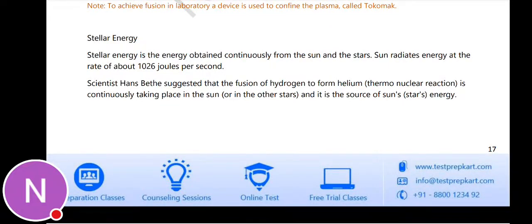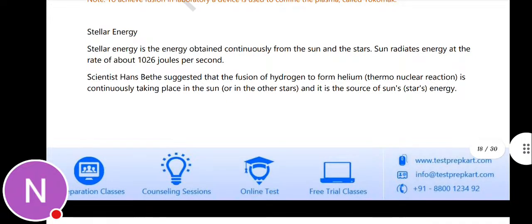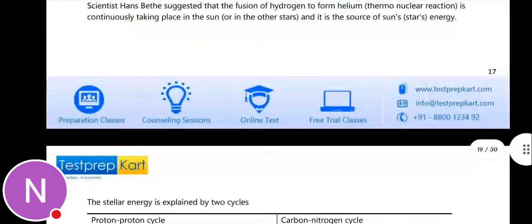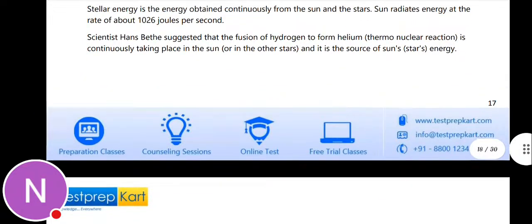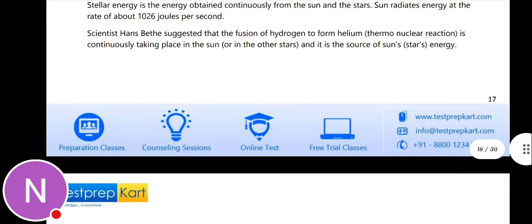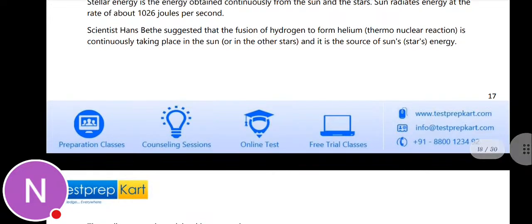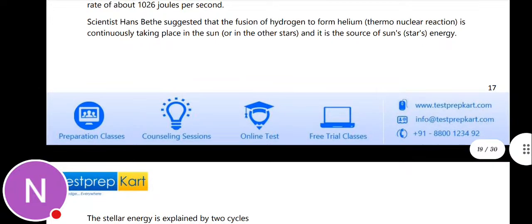Next is stellar energy. Stellar energy is the energy that is obtained continuously from the sun and the stars. The sun radiates energy at the rate of about 10^26 joules per second. The scientist Hans Bethe suggested that the fusion of hydrogen to form helium is continuously taking place in the sun, and it is the source of the sun's and stars' energy.